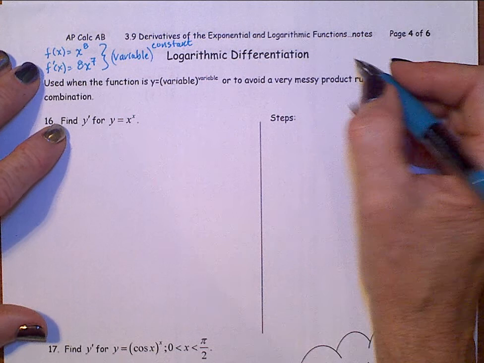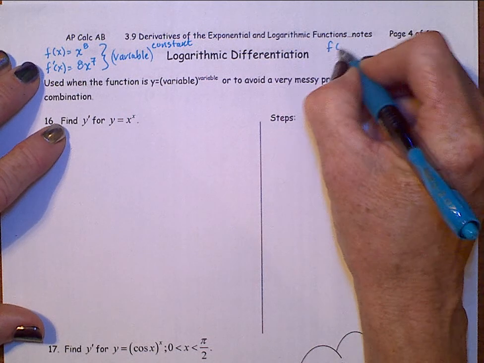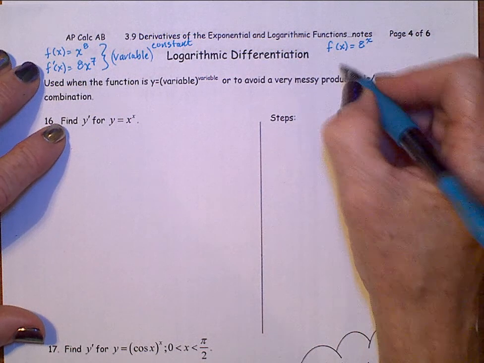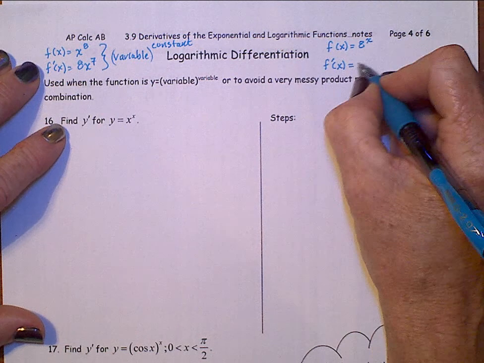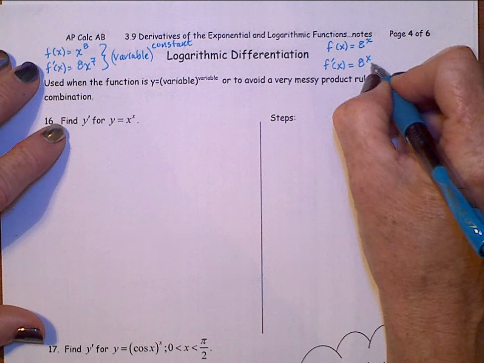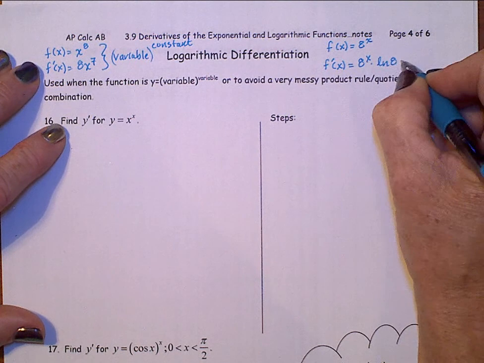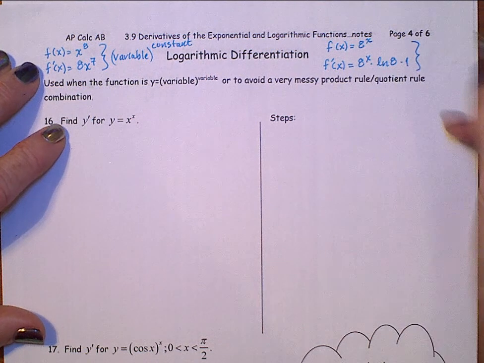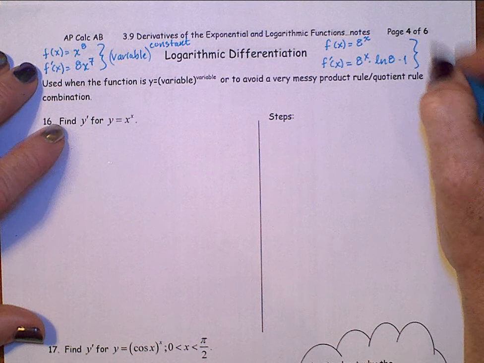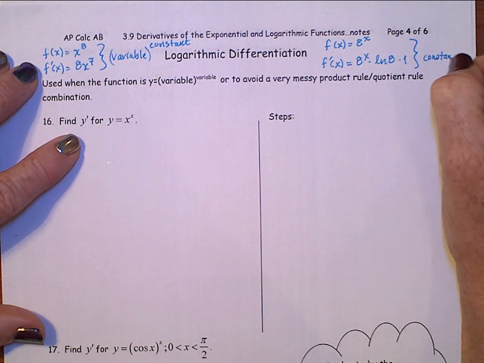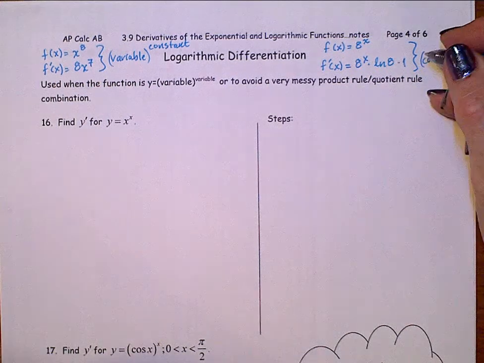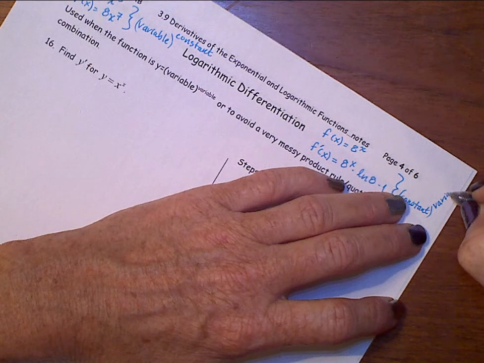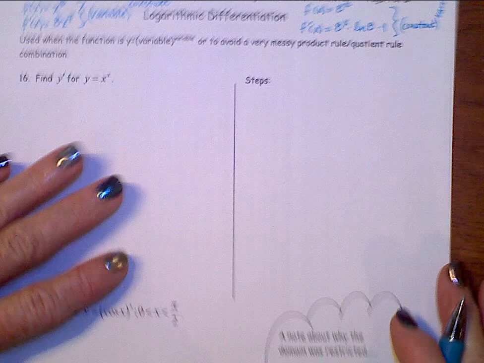Then we just spent a day or two looking at things like this. f of x equals 8 to the x. And doing that derivative, this was an a to the u, so 8 to the x times the natural log of 8 times the derivative of the u, 1. And this situation was a constant raised to a variable power. Constant raised to a variable.